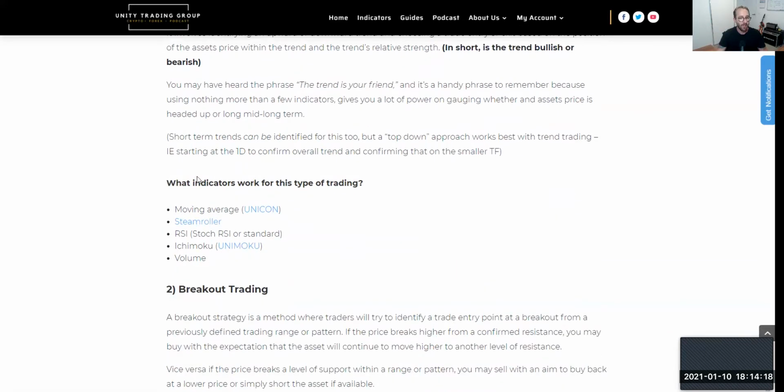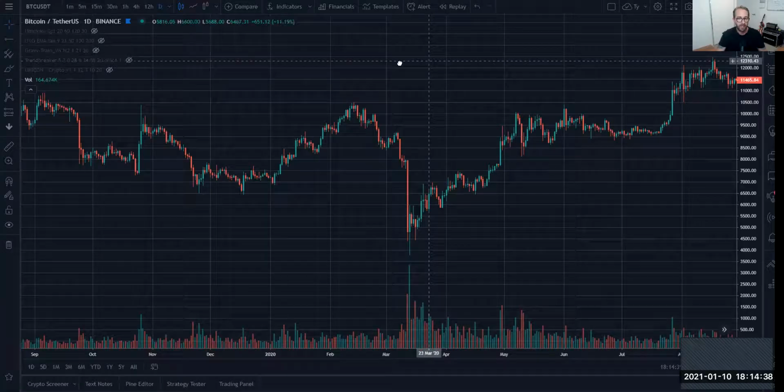So what indicators would you want to use for this type of trading? A moving average being our unicorn indicator or any type of EMA, Steamroller, of course, RSI, Ichimoku, and volume. For me, the two most important ones are the moving average and Ichimoku, because they really do give you a powerful, and Steamroller, of course, gives you a powerful indication of how a trend is moving.